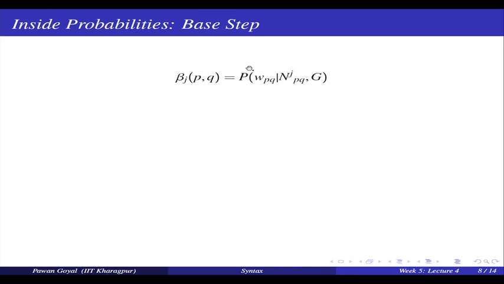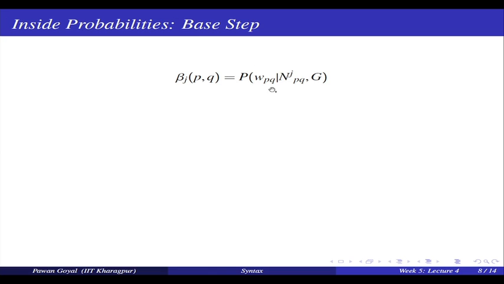Now, how do I actually compute this inside and outside probability given this sentence, and suppose the grammar is also given to me? For inside probability, this is the definition: beta j p q is the probability of deriving the sequence w p to w q given the non-terminal N j p q and my grammar. Now, I will be deriving both these probabilities in an iterative manner.